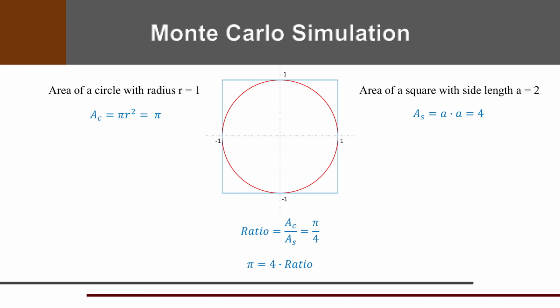First, we have a circle with radius 1. The corresponding square has edge length 2. The area of the circle is pi multiplied by radius squared. The radius is 1, so the surface of the circle is equal to pi. The surface of the square is 4. The ratio of the surface of the circle and the surface of the square is pi divided by 4. So pi is equal to 4 times the ratio.